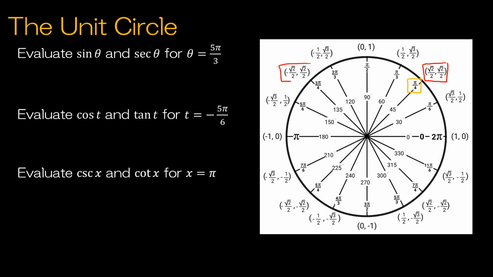I also want you to notice that at each interval of pi over 4, so plus half pi, so I've got 3 pi over 4, 5 pi over 4, 7 pi over 4, all of those values are the same except for the sign.